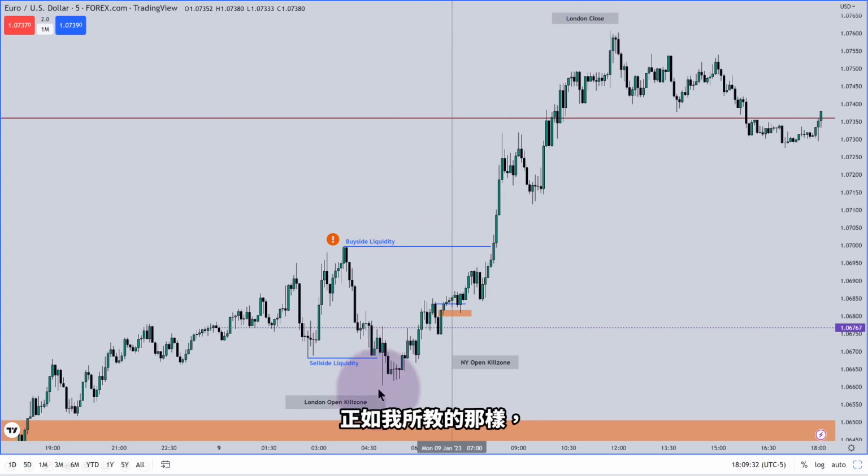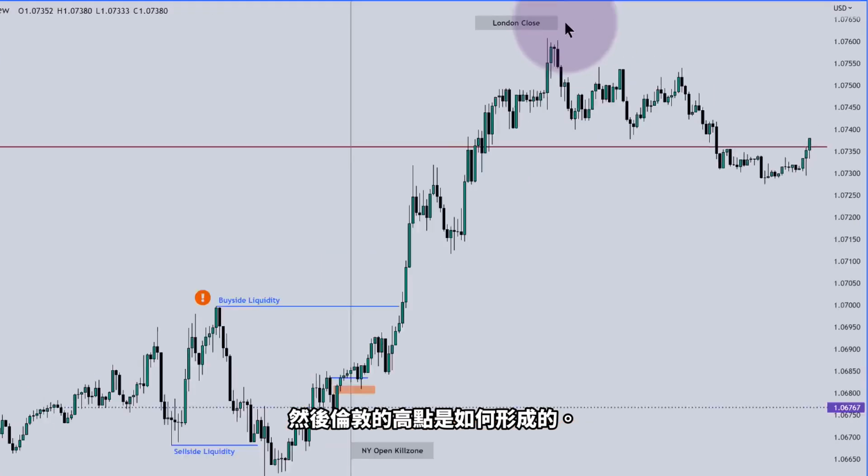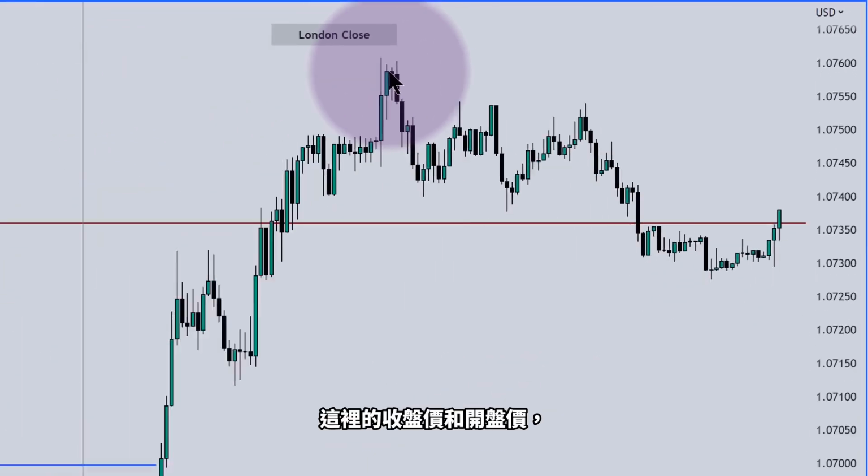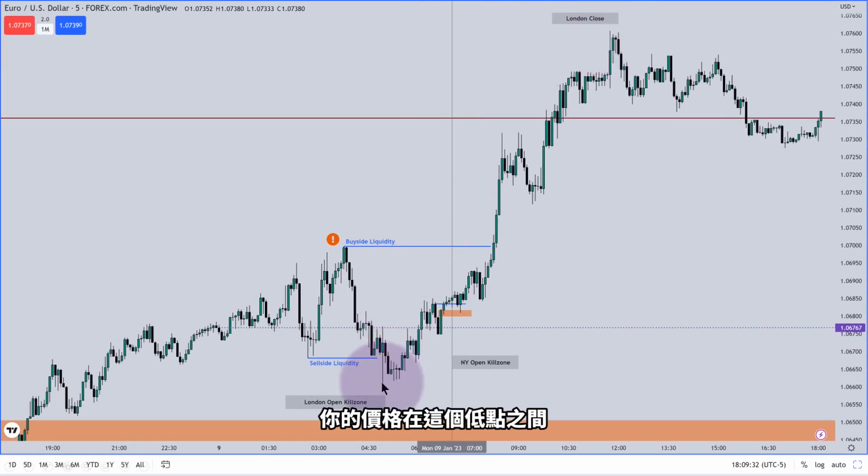So I want you to study how the low that was formed in London open kill zone, as I teach, the continuation in New York open kill zone, and then the high of the day is forming in London close. And your homework assignment is to get to that closing price right here and that opening price with your fib between this low and that high, measuring that, and your projections will take you right up into that right there.